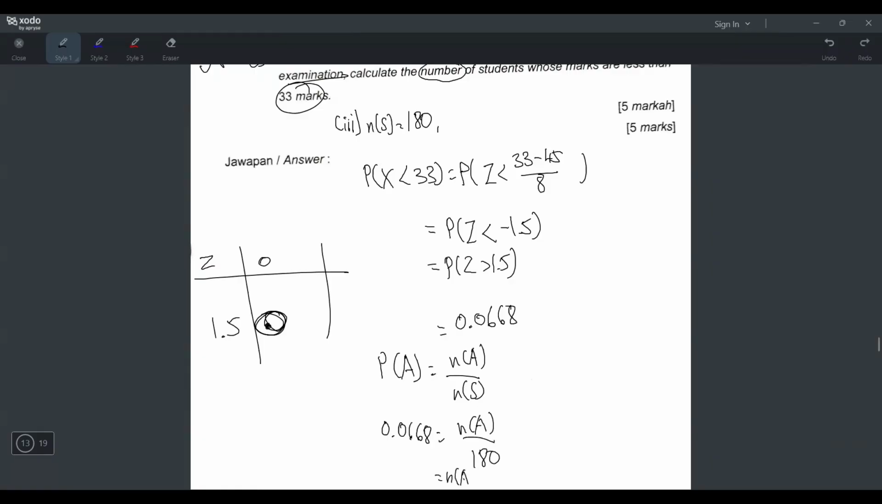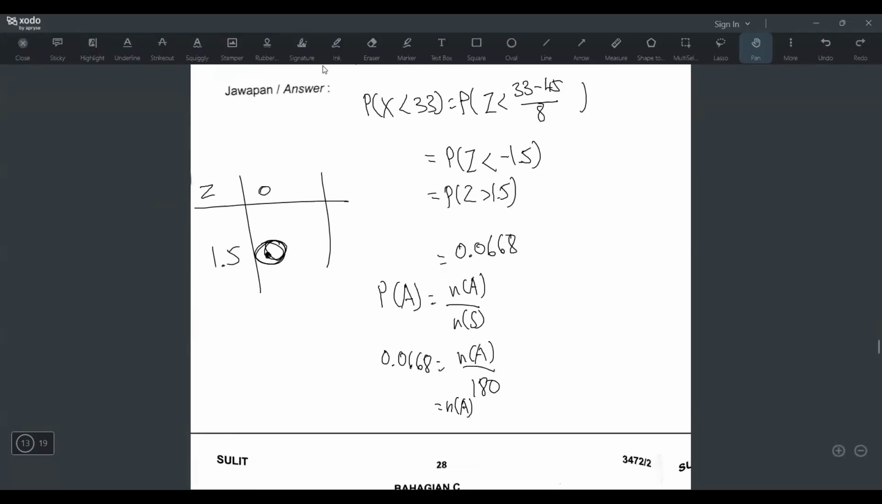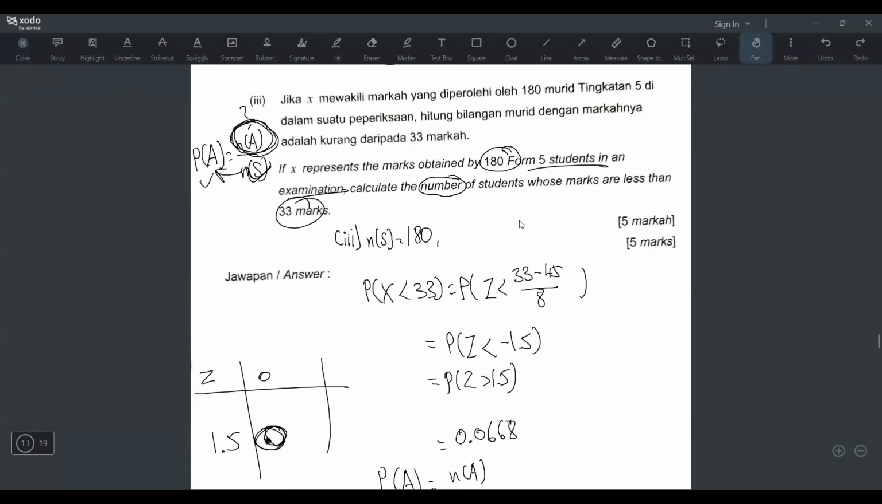So now you can find your NA. NA represents the number of students marked less than 33. And then you just press the calculator, 0.0668 times 180. Okay, finally my calculator gives me the answer, 12.024, right? But the number of students cannot have decimals because it's a count. So I will just write 12. It means there are 12 students less than 33 marks.